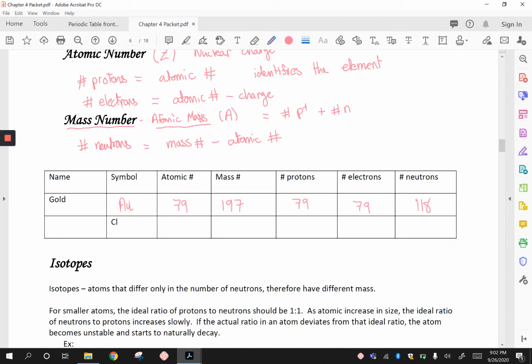Let's look at Cl. Cl is chlorine. And hopefully you have a periodic table in front of you. If you look at chlorine, you'll see that the atomic number is 17, which tells us the number of protons is 17. Number of electrons is also 17 since it's neutral. Take a look at the mass number on the periodic table. It is 35. And so if I take 35 minus 17, that gives me 18 neutrons.